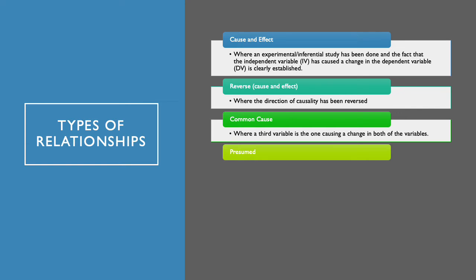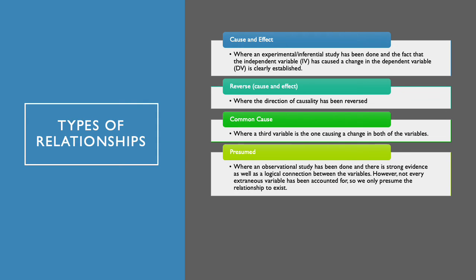Then there's a presumed relationship. What a presumed relationship means is that, well, it kind of makes sense that these two things are related and we can see that they tie together, but we can't really say definitively because there hasn't been an experimental study done that has shown enough evidence that the change in the independent is what's causing the change in the dependent. They haven't ruled out a common cause factor. They haven't ruled out it being reverse. They haven't ruled out any effects from extraneous variables, all of that kind of thing.